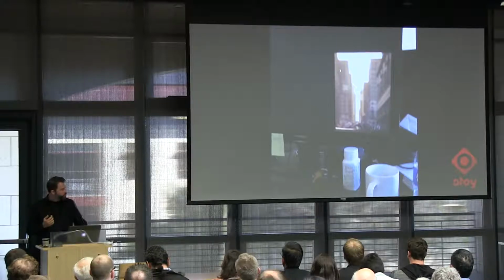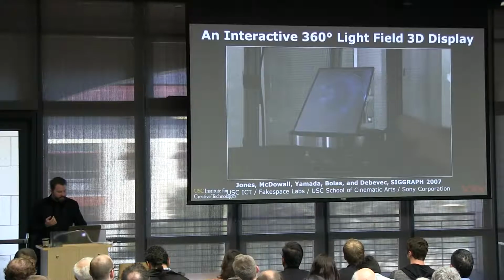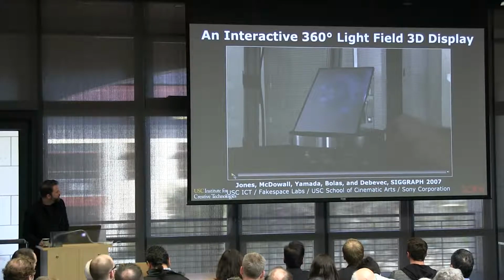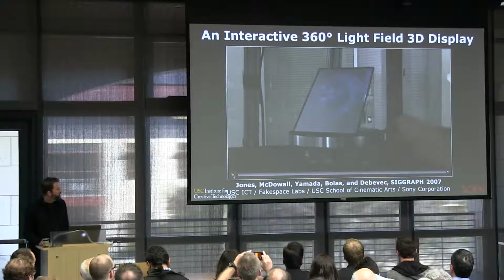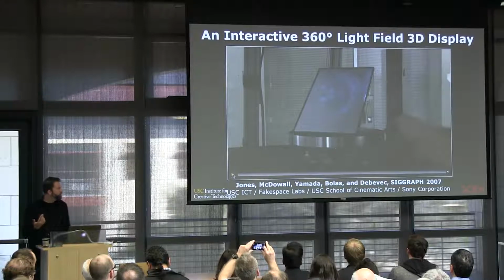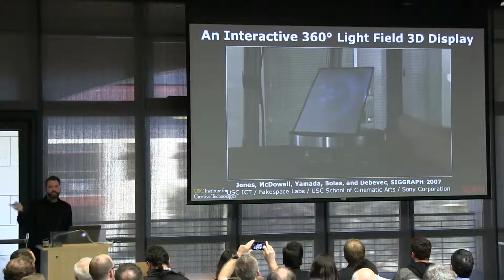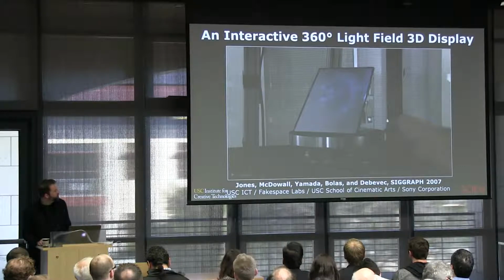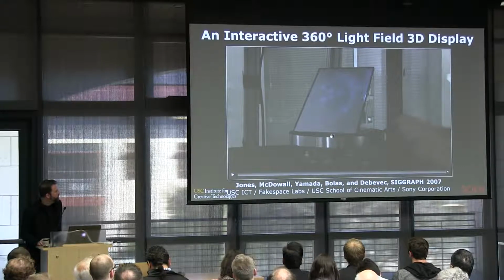It's not the most practical thing right now. We got to collaborate with Mark Bolas and Ian McDowell at Fake Space Labs a while ago in a way that was using high-speed video projection to try to create at least a horizontal parallax-only light field.